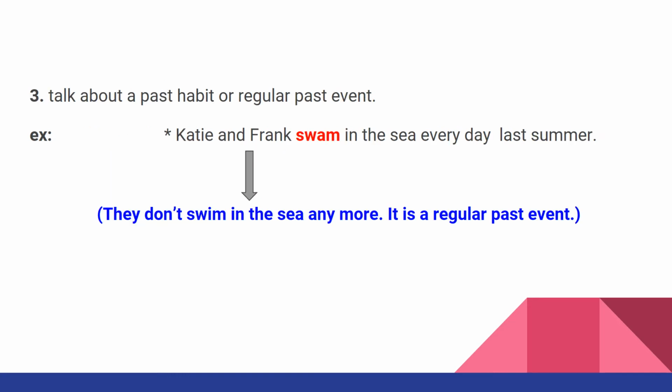Number three, to talk about a past habit or regular event in the past. Katie and Frank swam in the sea every day last summer. As you can see in this example, they don't swim in the sea anymore. It's a regular past event. The action is actually finished.